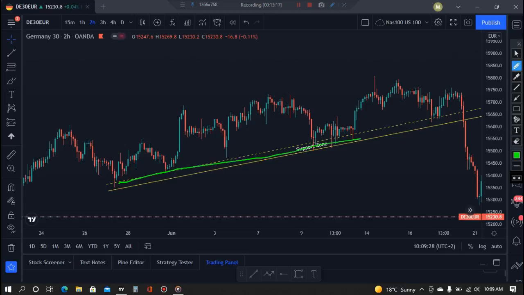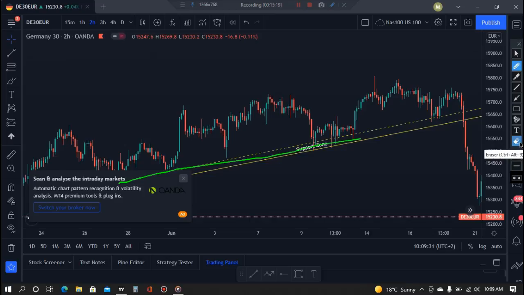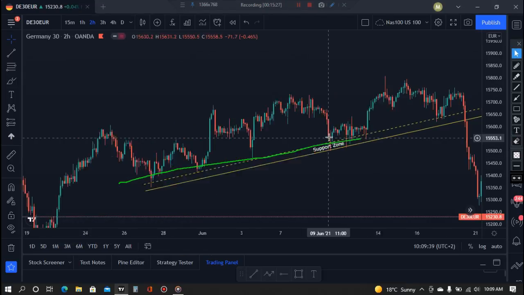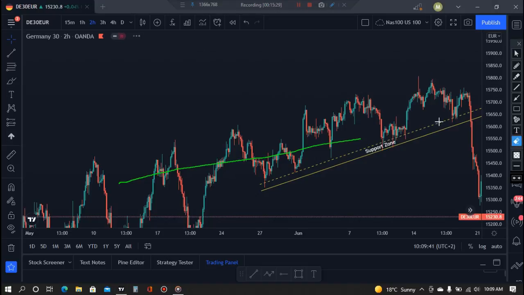So let me show you a proper support and resistance, where maybe we can say this is like horizontal support and resistance. So let's find something. We can even use maybe a different instrument. Let's find something.